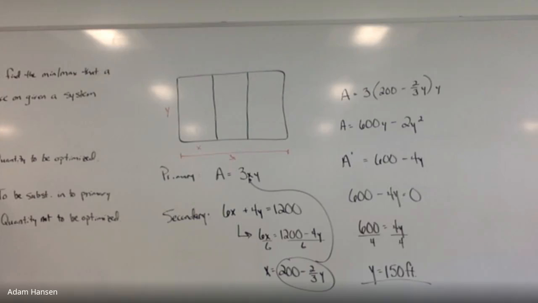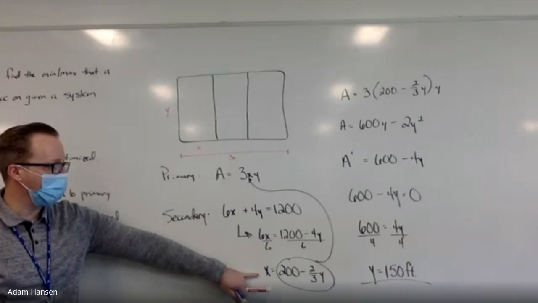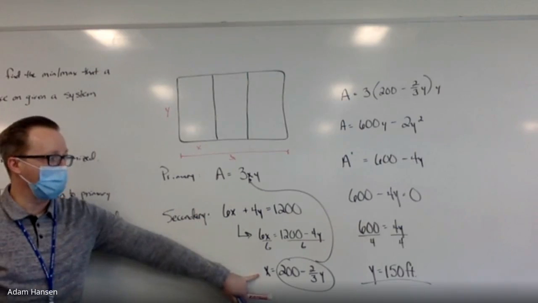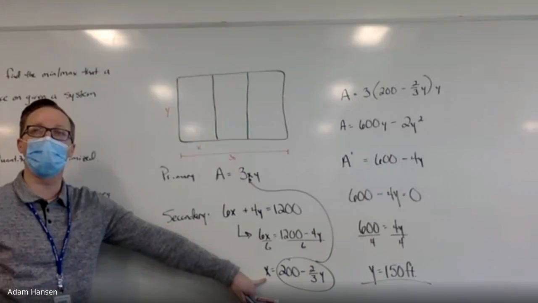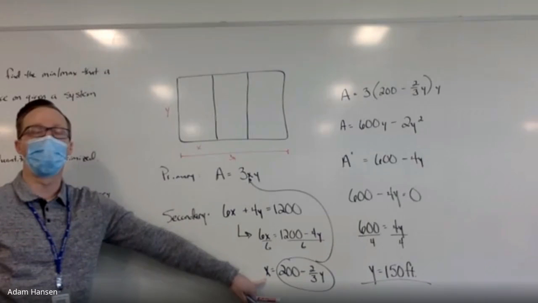Am I done? All I've got is the width. Am I done? What do I have to solve for next? If I know what y is, how could I use y to find x? What do I do with my y value now? Yeah, let's plug it into here. Here's an equation that represents x in terms of y. I know y is 150, so back substituted to solve for x.